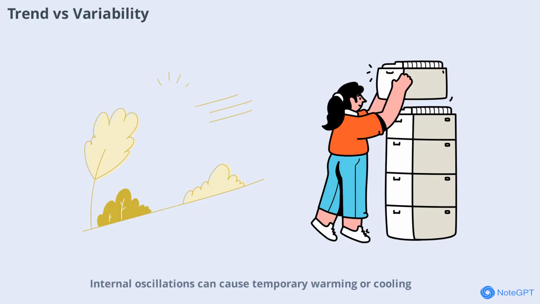Internal oscillations can cause temporary warming or cooling, but only greenhouse gas increases can explain the persistent, global rise in temperature over the past century. Scientists use statistical methods and long-term records to separate the human-driven trend from natural fluctuations.